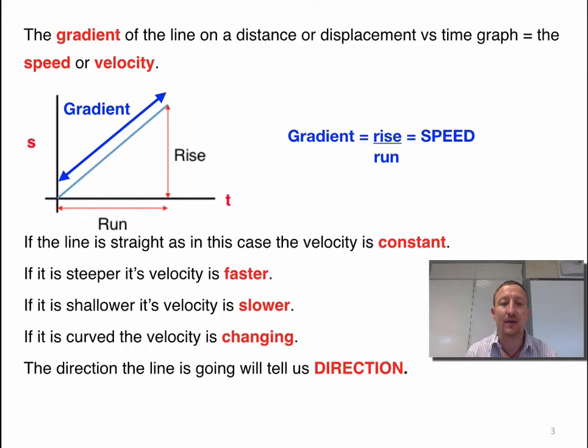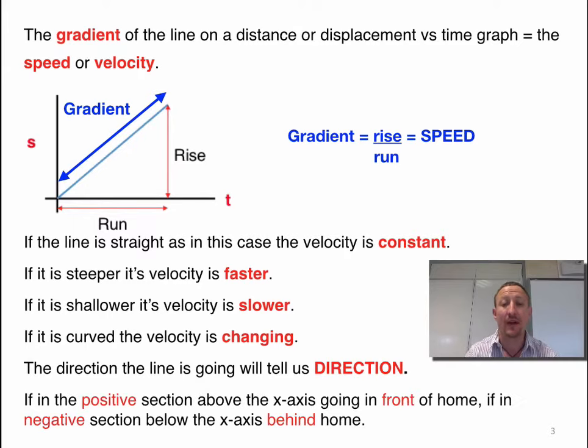Now, as I said to you, the direction of the line is going to tell us the direction that the object happens to be going. Just to reiterate, if the line is going into the positive section of the graph, above the x-axis, then we're stating it's in front of home, and if it's below the x-axis, i.e. in the negative section, we say it's behind home. Okay, so let's have a look at some exercises.